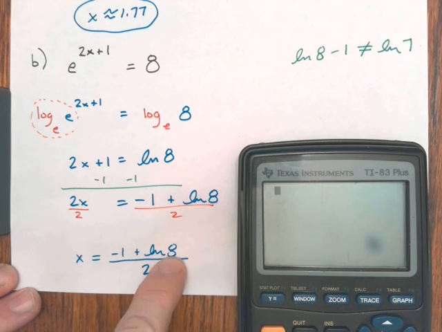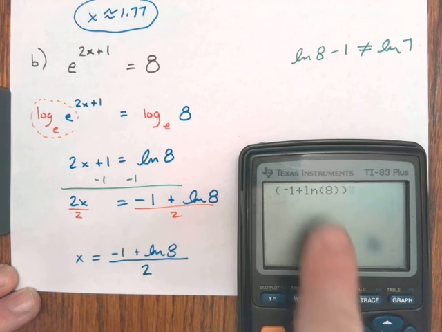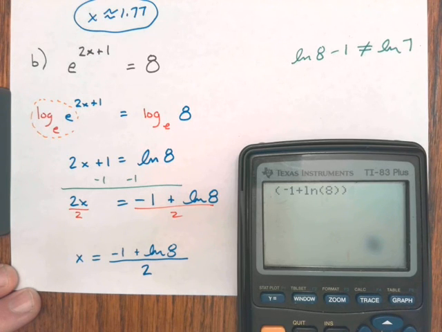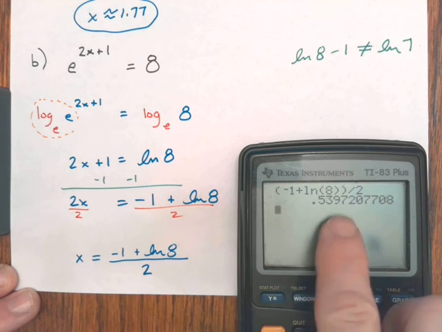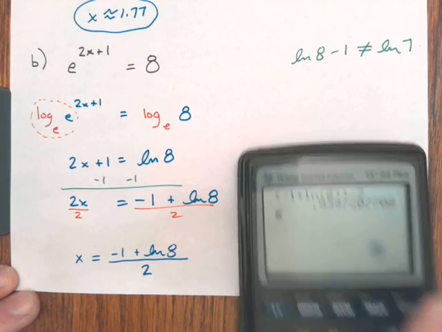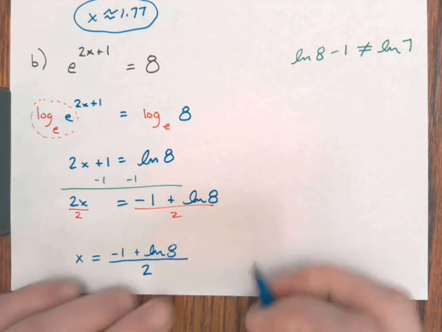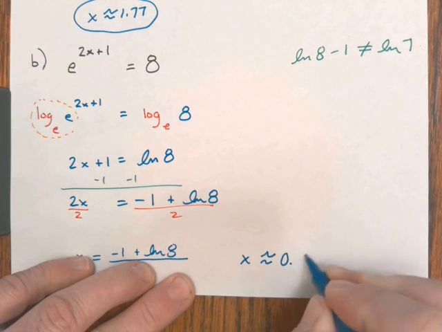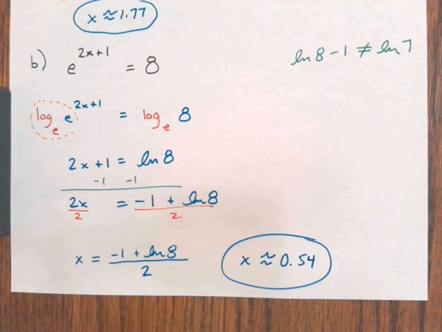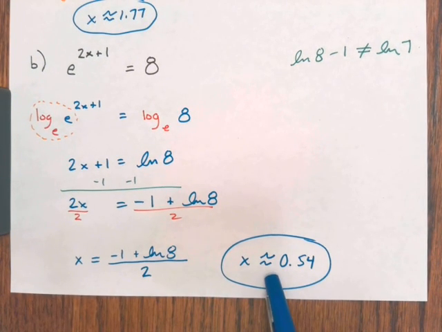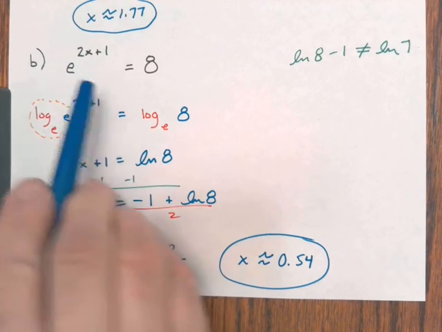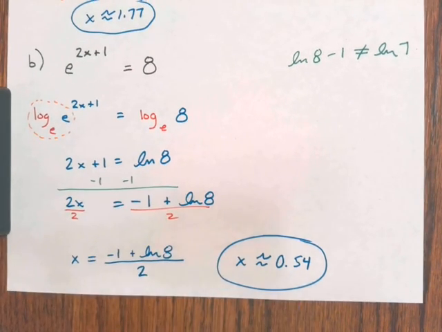When I do this division, I do need to put the top in parentheses. I could put the bottom in parentheses too, but it's just a single value, so that's not really necessary for the bottom part. So top in parentheses, and then divided by 2 in the bottom. So about 0.54 is what we end up with for an answer on this one. If you wanted to check your work, take that, plug that back in the original, and you should get something close to 8. Again, this is rounded, so it wouldn't be exact.